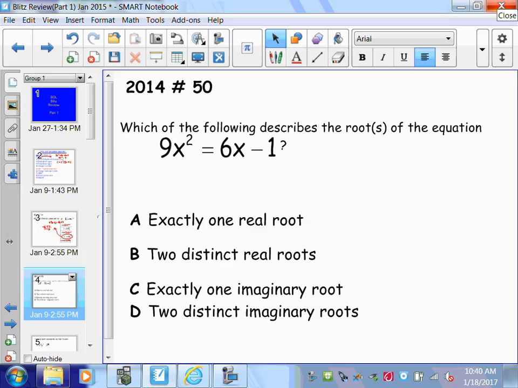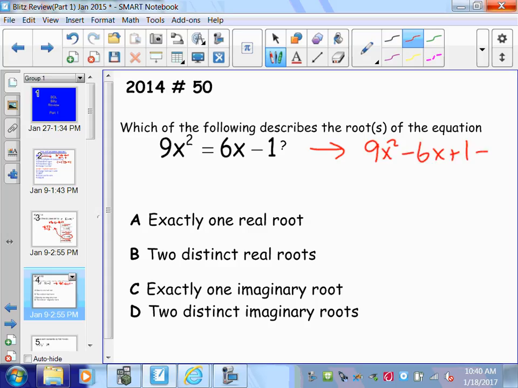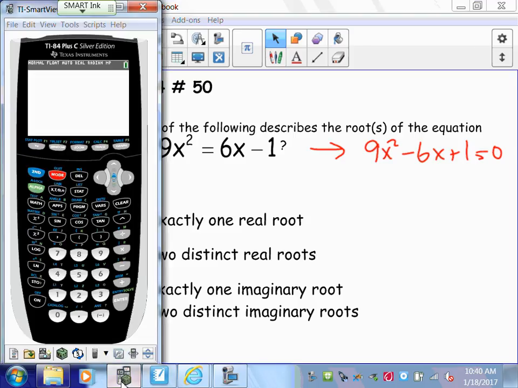So here's one. What describes the roots of the equation? Usually, you would use the discriminant, b squared minus 4ac, but you could use the polysolver to show you what types of roots there are. First off, though, set it equal to 0. So if you're at the polysolver, we're still at x squared, 9, negative 6, and 1.